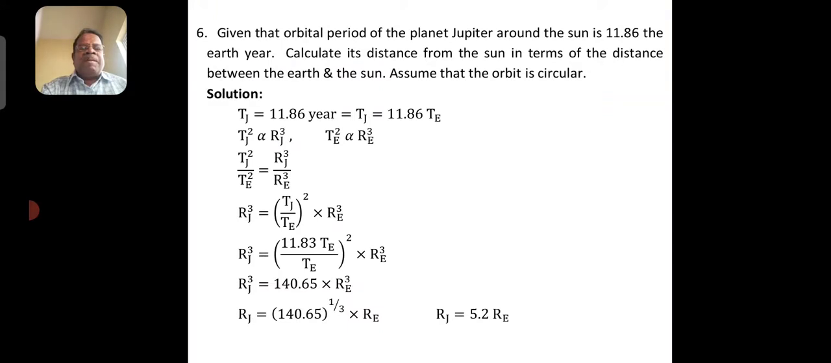After simplification, Rj cube equals 140.65 into Re cube. After taking cube root, Rj equals cube root of 140.65 into Re, that is Rj equals 5.2 times the radius of the Earth, that is, the distance of Jupiter is 5.2 times the distance between the Earth and the Sun.